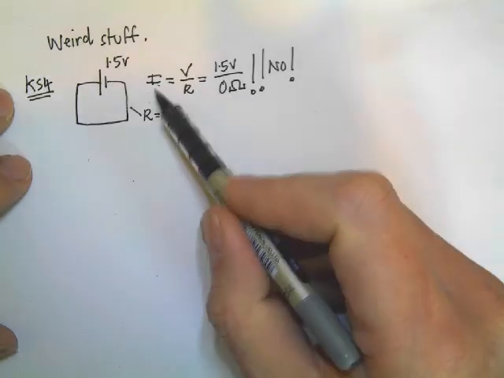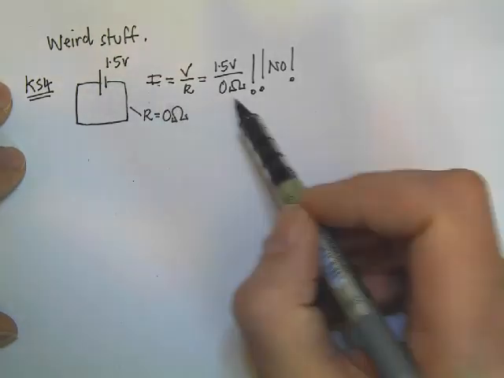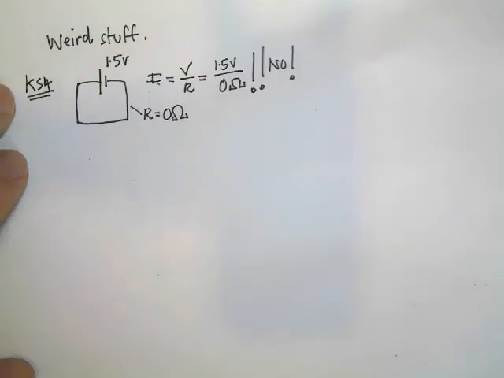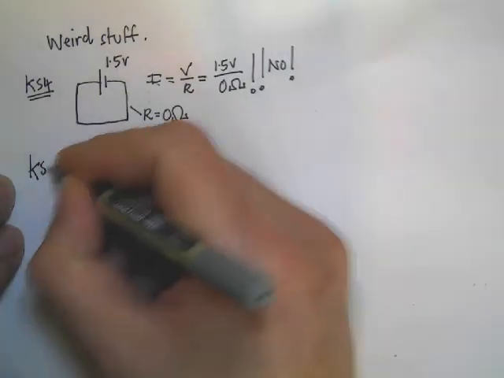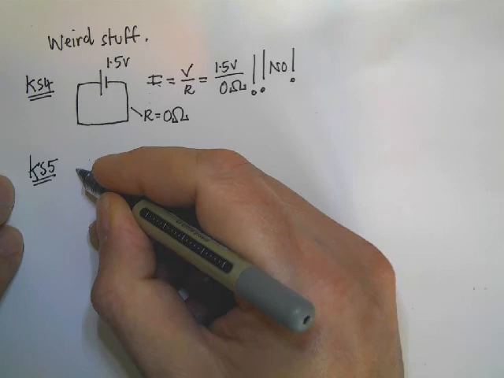Doesn't work. Really, we'd be saying that what would happen is, as this got smaller and smaller and smaller, the current would approach an infinite current. And you can't divide by 0. So this is just completely wrong. So this is what really happens.